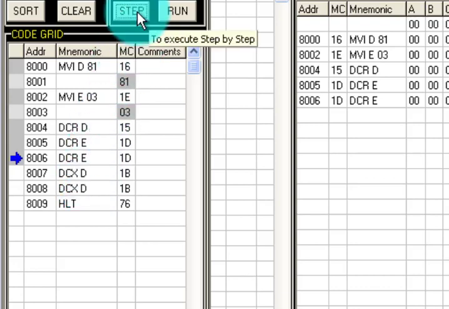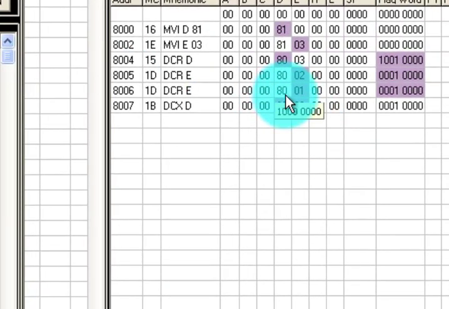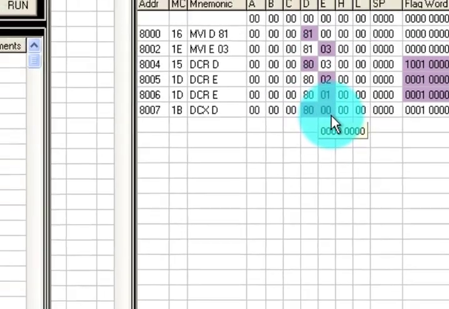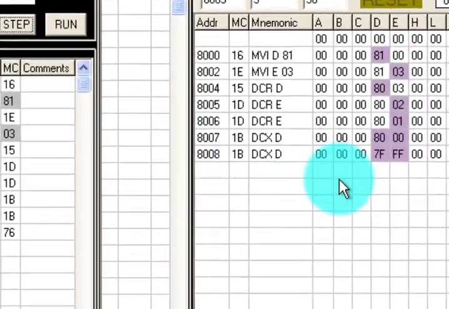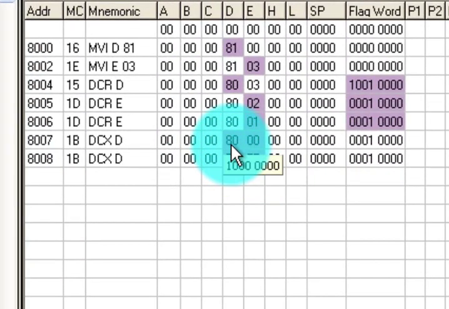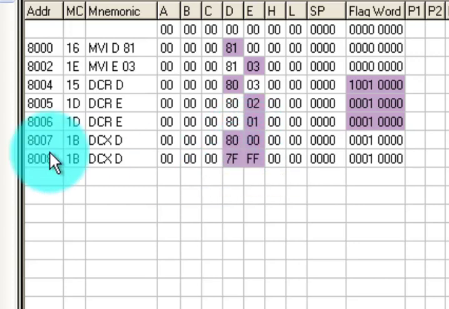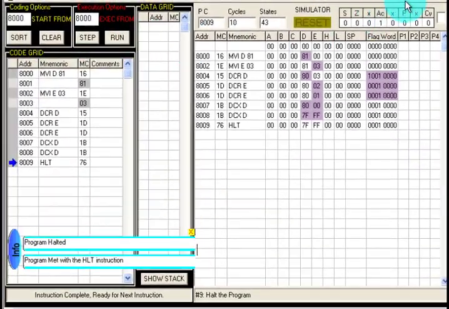See what happens with the next step. Now 8001, the count is decremented by 1, so 8001 minus 1 becomes 8000. With the next step, if we subtract 1 from 8000, because this is a hexadecimal count, it becomes 7FFF. So 00 becomes FF and there is a borrow, so we have 7F. So this is how the DCX instruction works.